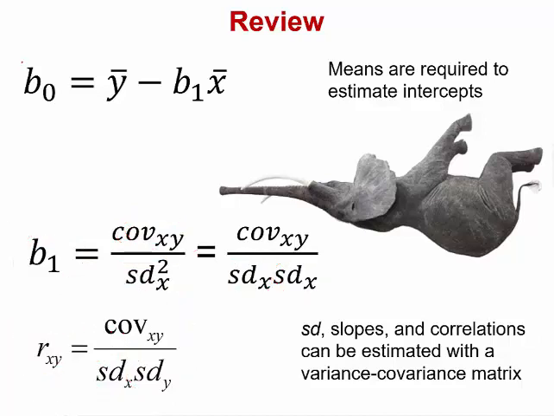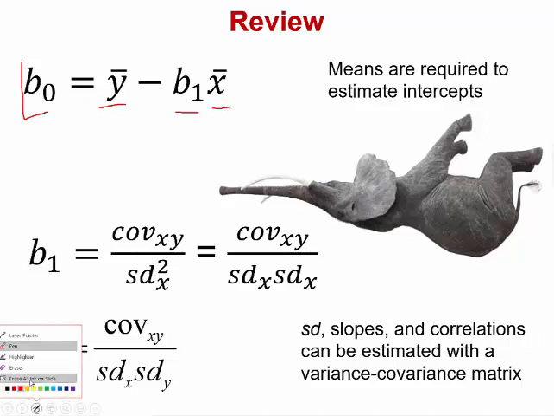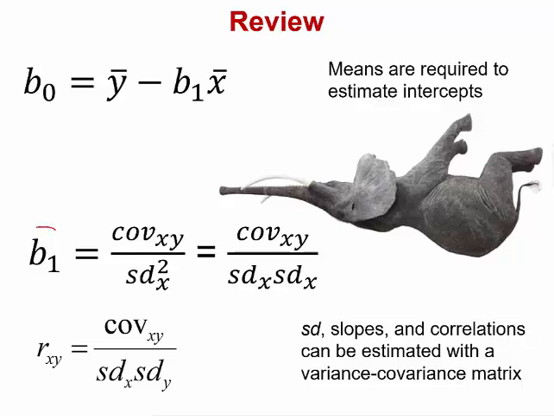And then if we wanted to calculate the intercept, we'd get the mean of y and subtract from that our slope times the mean of x. Now note that, let's look down here at our slopes and correlations, betas and correlations. Note that everything we need to calculate a slope or a correlation we can get from a variance covariance matrix. Our variance covariance matrix gives us variances, and if we square those, we'll have standard deviations, so we can get standard deviations.